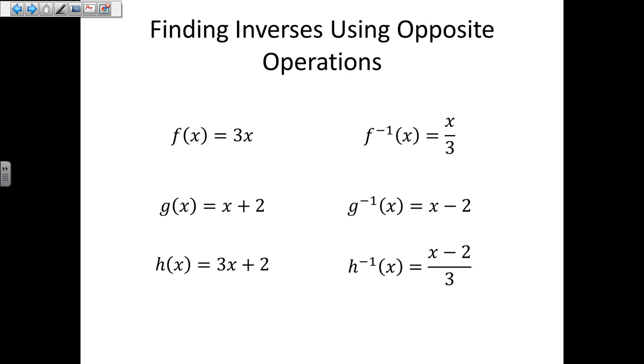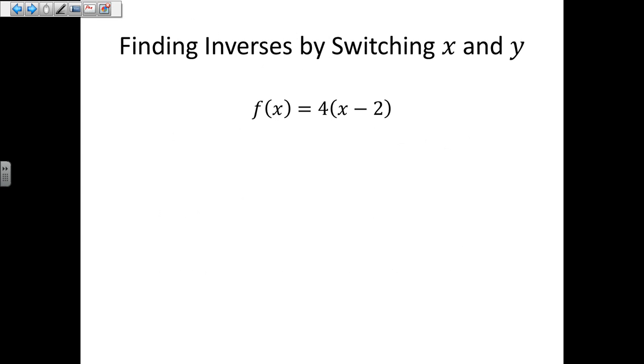Now that may not seem real obvious, so let's take a look at a different way of doing this. When we have a function that we want to find the inverse of, we have f of x equals 4 times the quantity x minus 2. I want to find the inverse function for this. First thing I'm going to do is go ahead and replace that f of x with y. So y equals 4 times the quantity x minus 2. And now here's the work to find the inverse function.